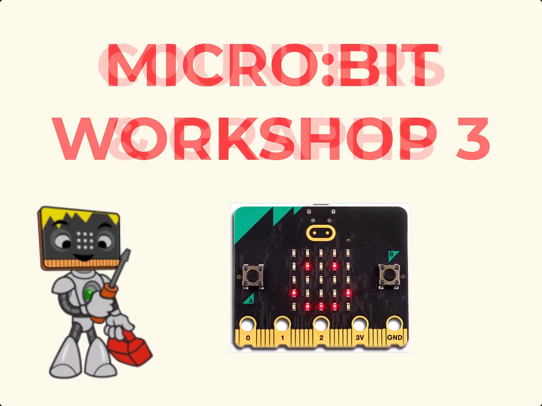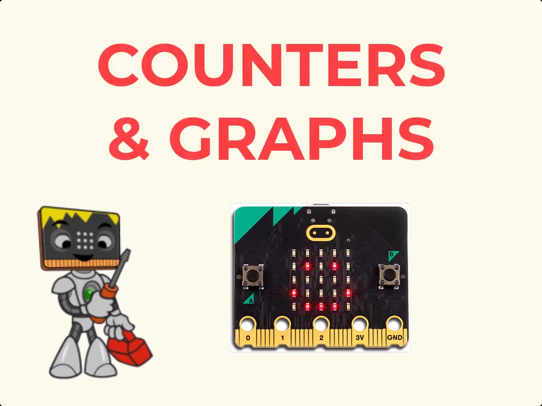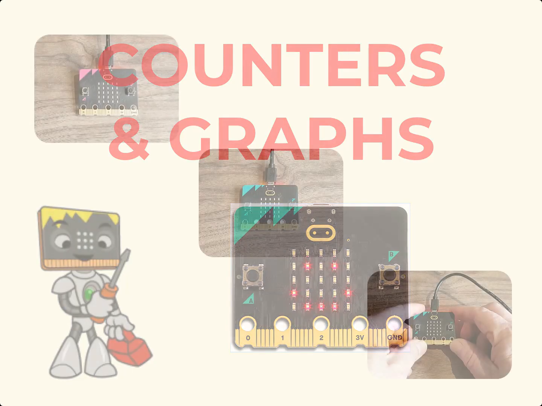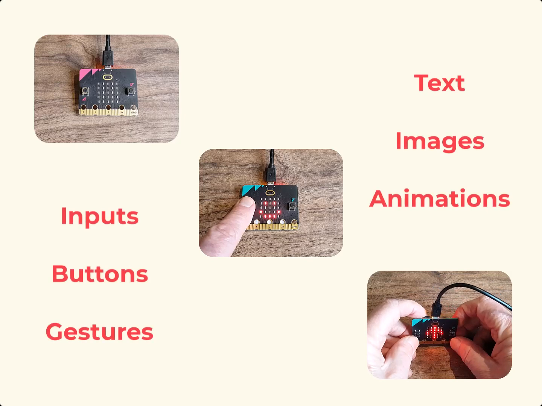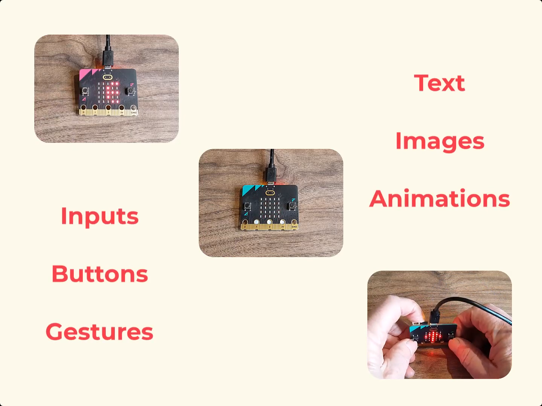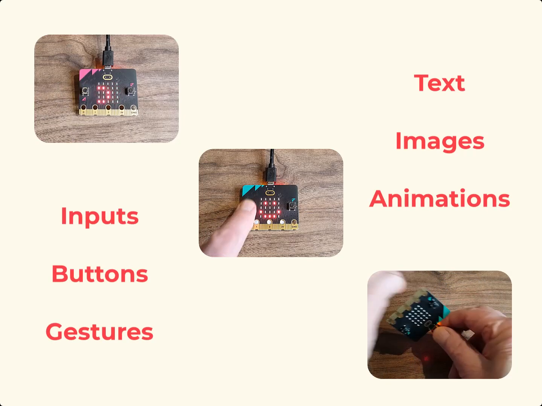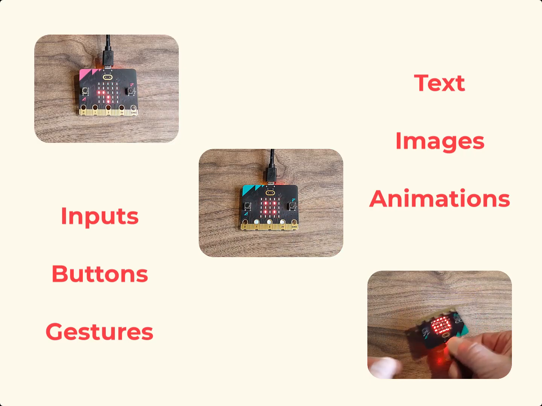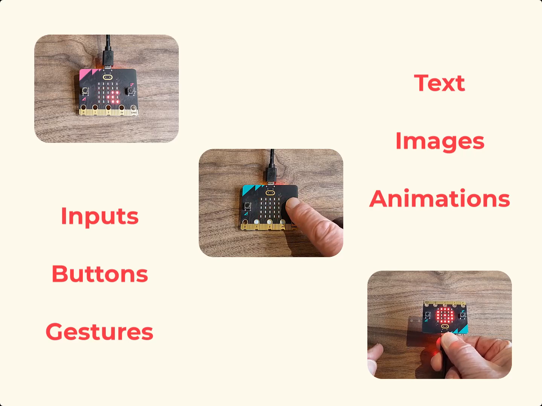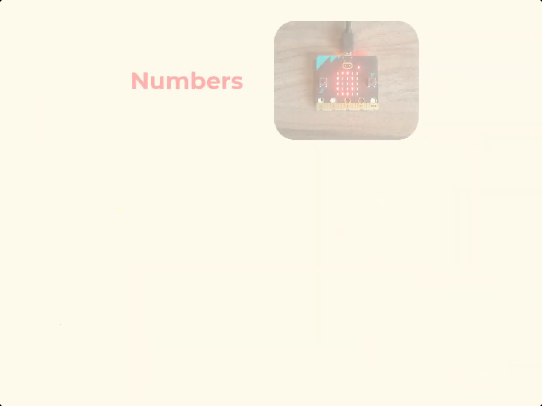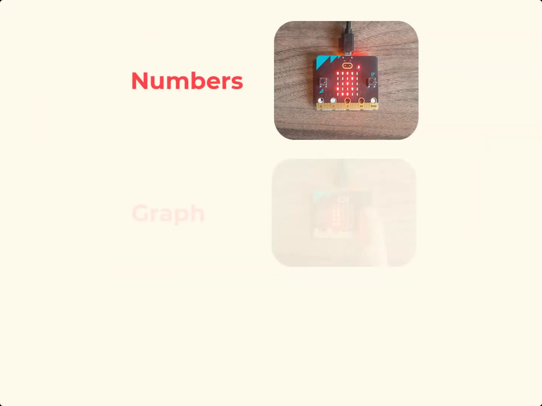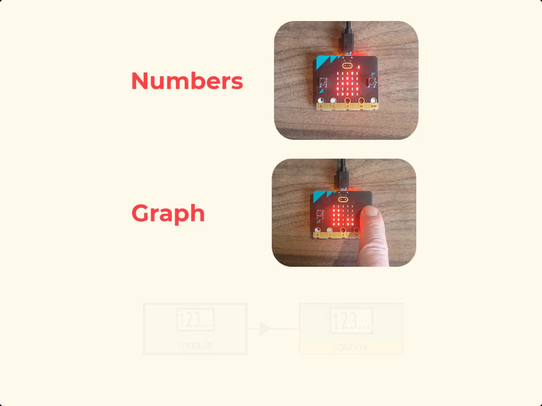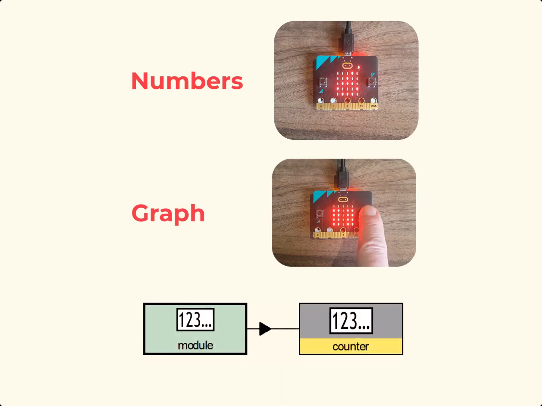This workshop will show you how to build programs that allow the microbit to count events produced by inputs. Previously, we have seen how to display text, images, and animations on the microbit LEDs, and used the 2 button inputs and a range of gesture inputs. We will now see how the LEDs can display numbers and simple graphs, and we will introduce a new control module for counting events.